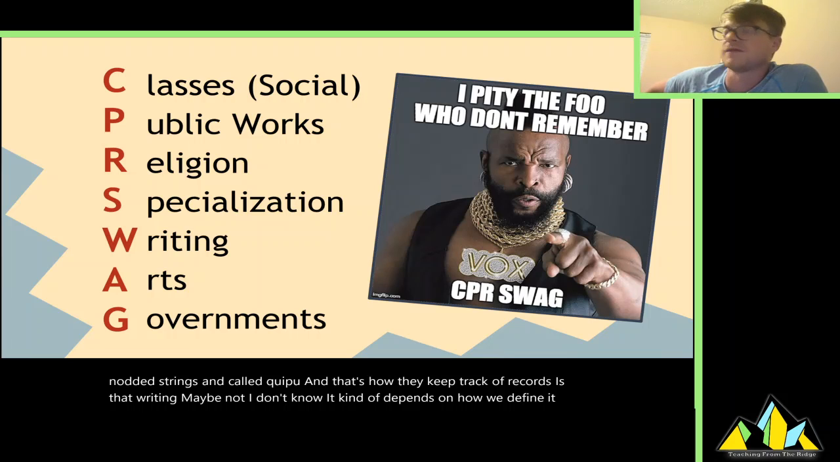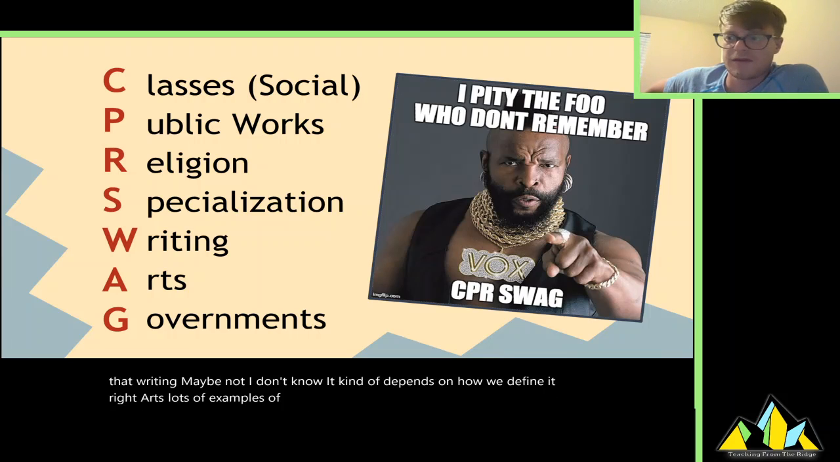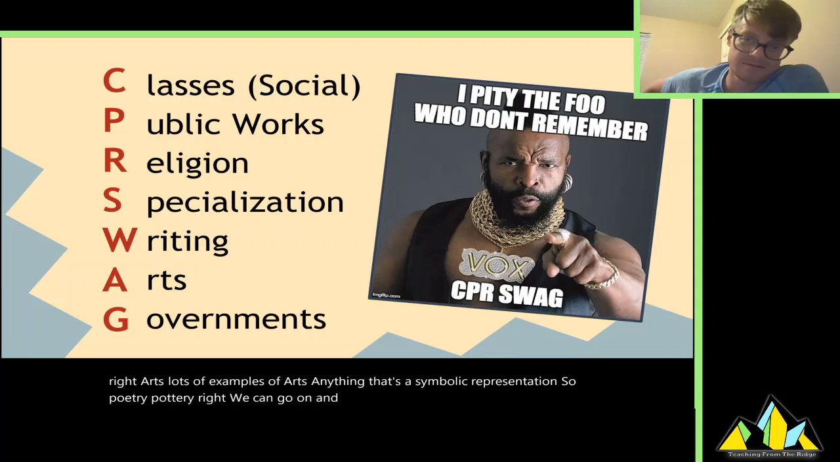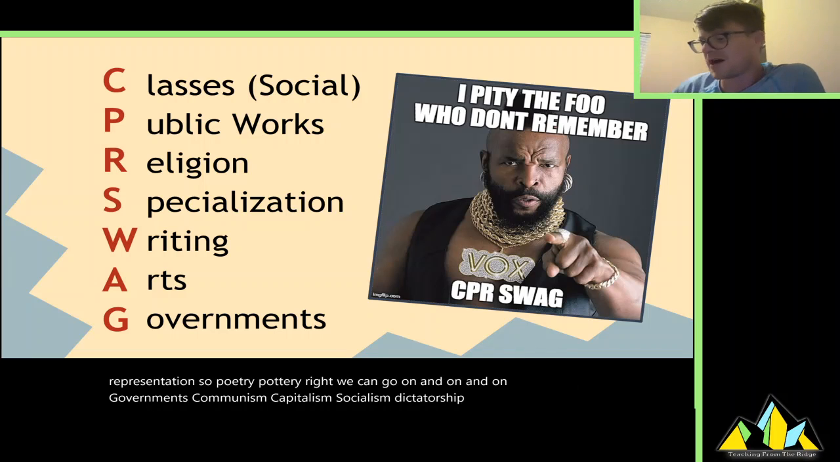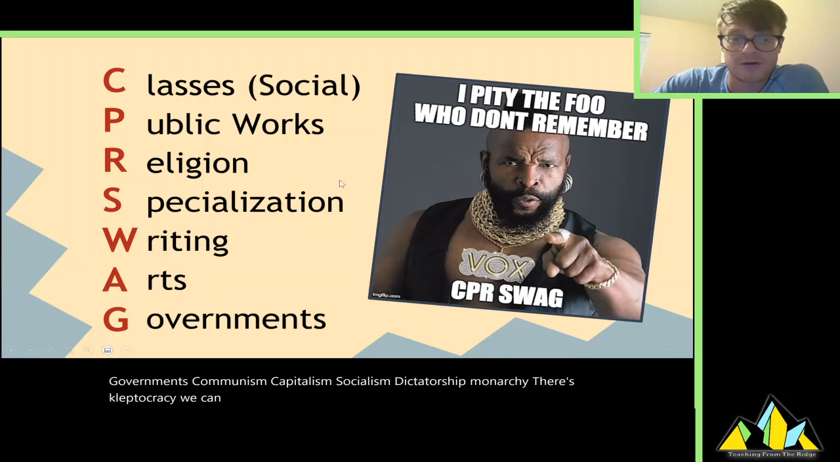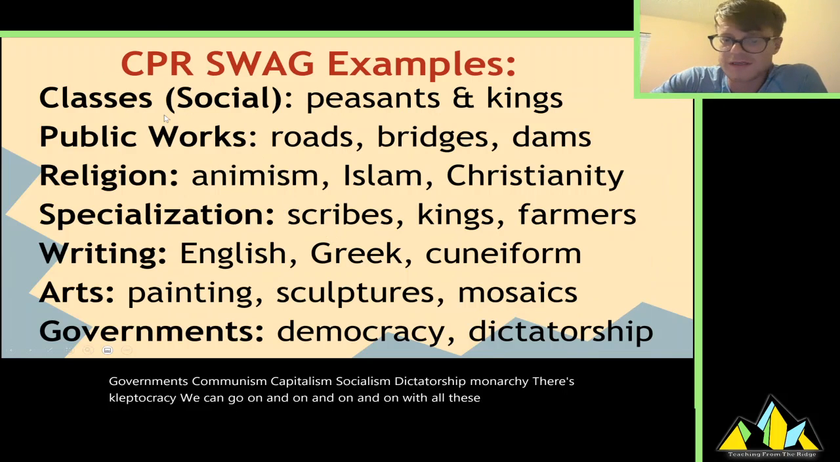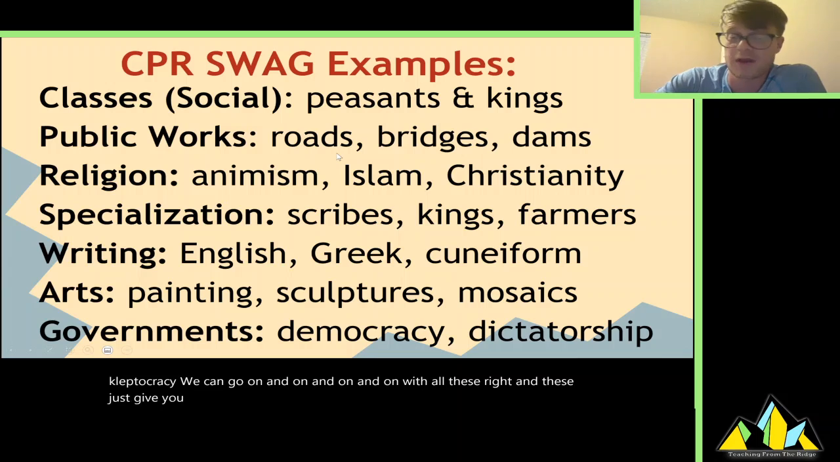Arts. Lots of examples of arts. Anything that's a symbolic representation, so poetry, pottery, right? We can go on and on and on. Governments: communism, capitalism, socialism, dictatorship, monarchy. There's kleptocracy. We can go on and on with all of these, right? And these just give you some actual examples that you might write down that I didn't mention. Maybe I did mention some of them, not sure.